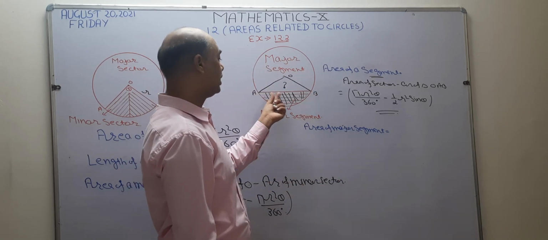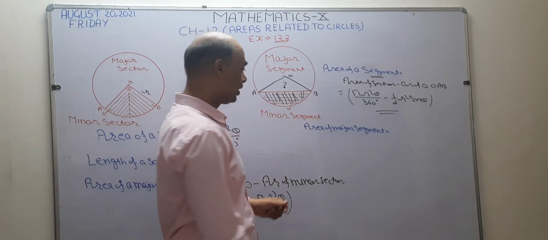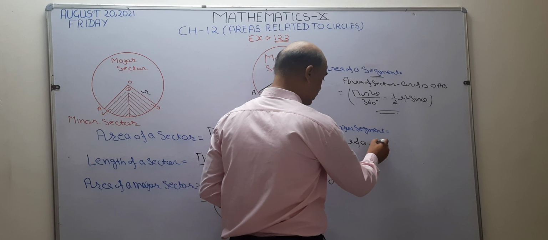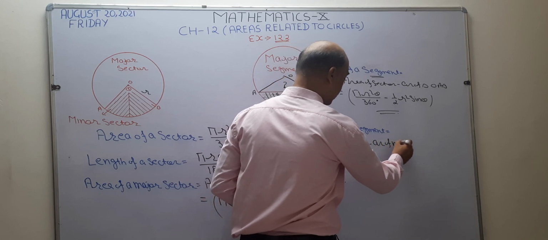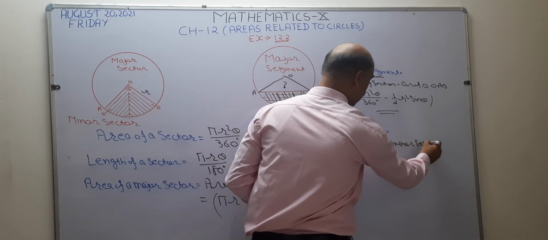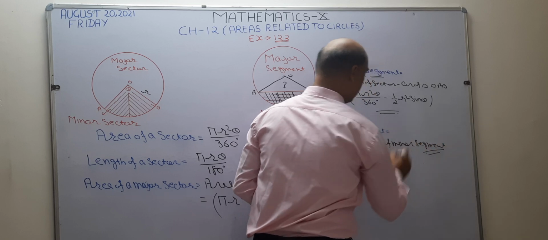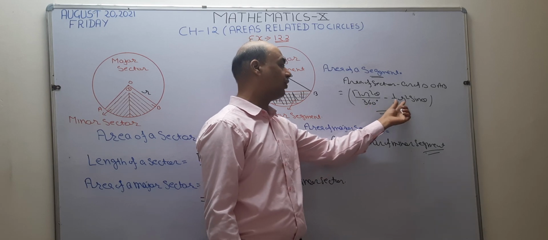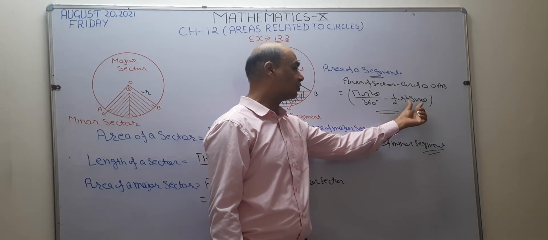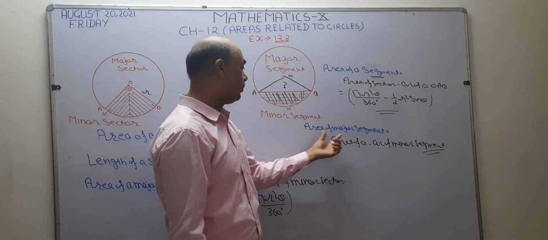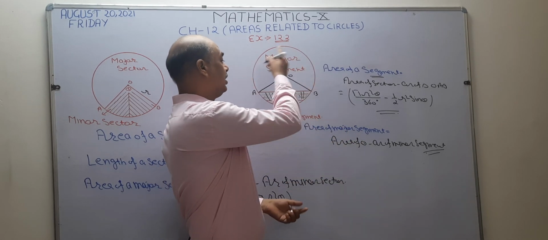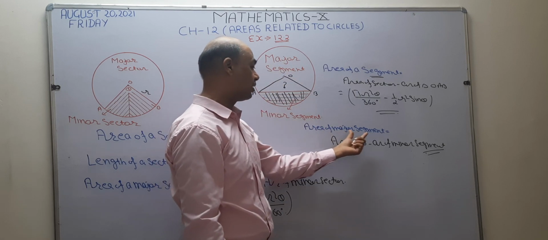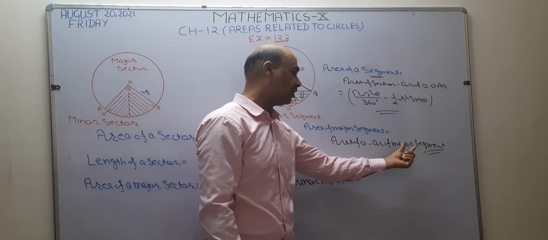Same, area of circle minus area of minor segment. Right, here area of circle minus area of minor segment. Okay, minor segment, you know how you find the area of minor segment? Pi r square theta upon 360 minus 1/2 r square into sin theta. So area of major segment, area of this complete circle, subtract this minor segment, so this becomes major segment. So area of major segment becomes area of circle minus area of minor segment.